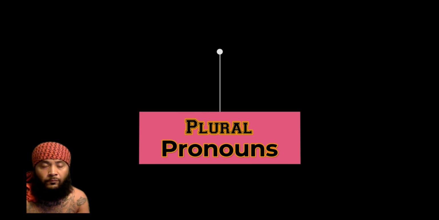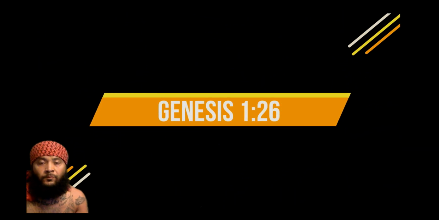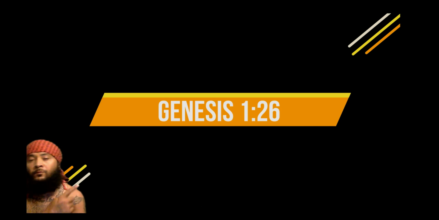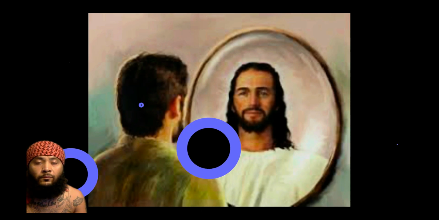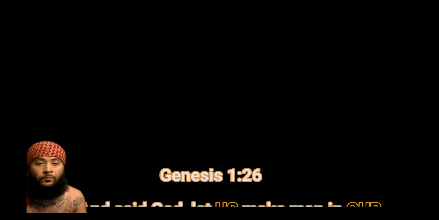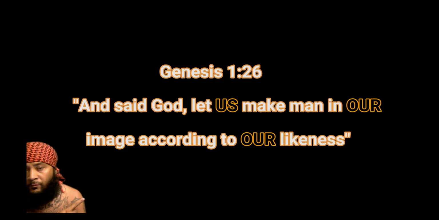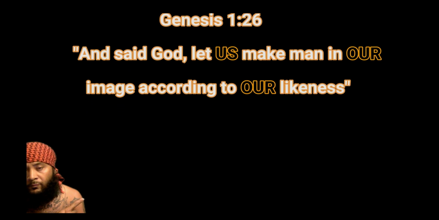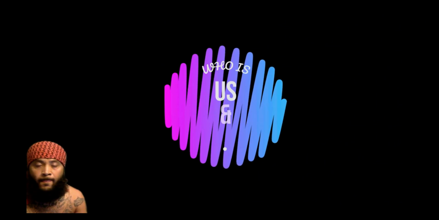The first account of a plural pronoun being used when referring to a quote-unquote God is found in Genesis 1:26, in the creation of man, when apparently God is talking to himself, telling himself, "And said God, let us make man in our image, according to our likeness." So who is us and ours?